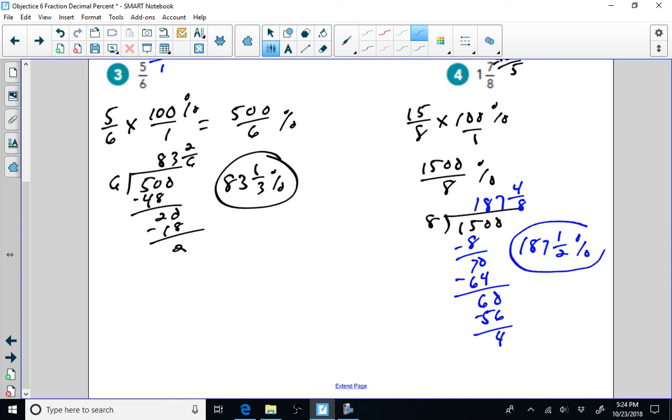1/2%. So when I want to change a fraction with a denominator that's not a multiple of 10, I want to be able to multiply by 100% and do a little long division.